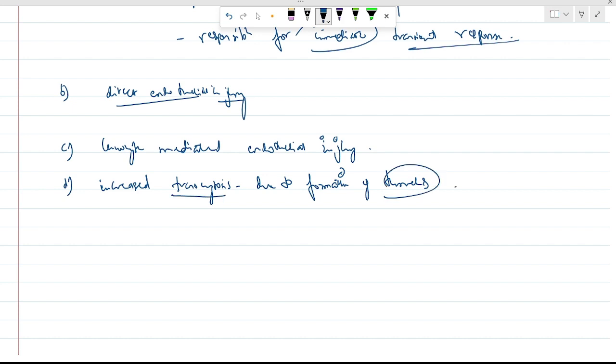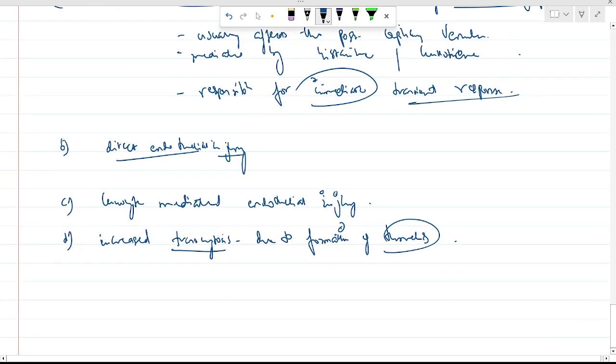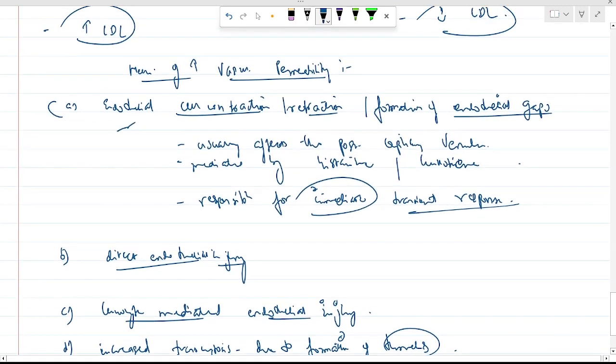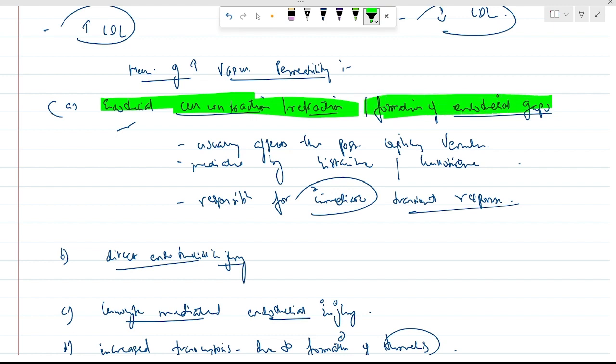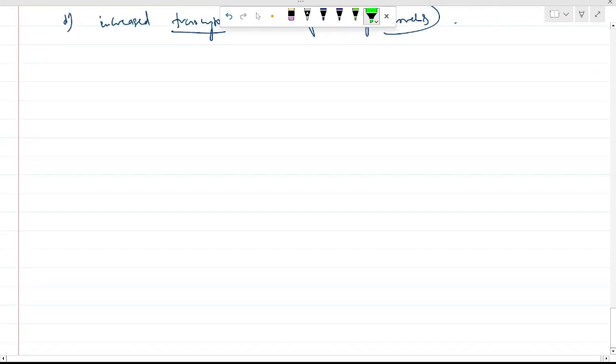These are some of the mechanisms of increased vascular permeability: direct endothelial injury, leukocyte mediated endothelial injury, increased transcytosis, and endothelial cell contraction. This one is the most important of all, most frequently asked everywhere. Most common: endothelial cell contraction or retraction or endothelial gaps formation.